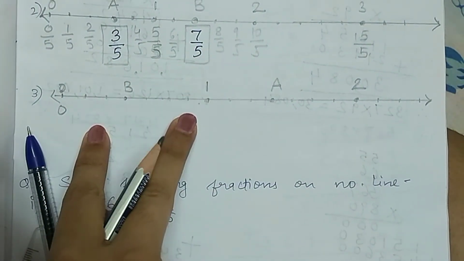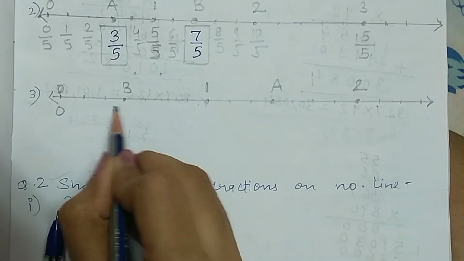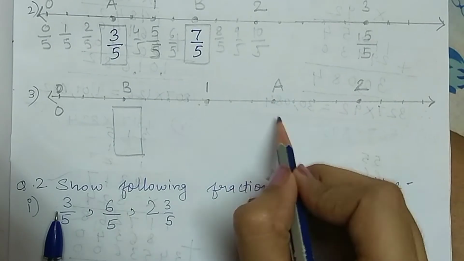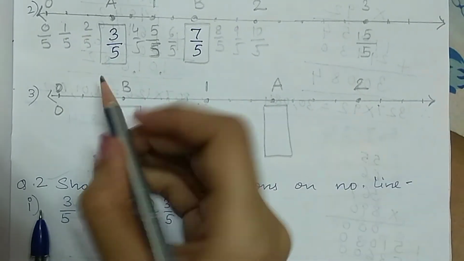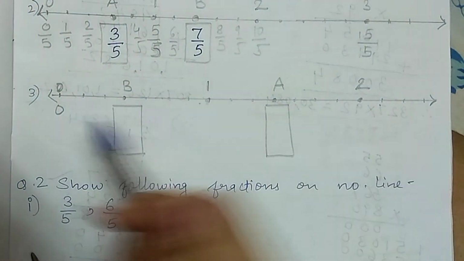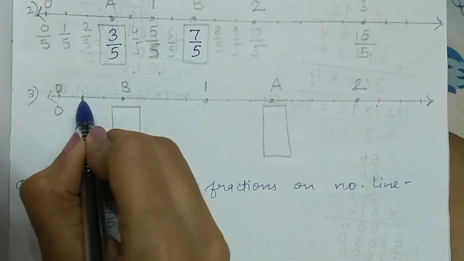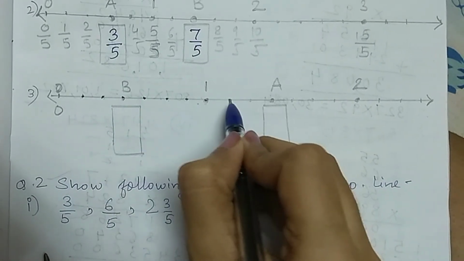Now third sum. In the third sum, the fraction is not given, only 0, 1, 2 is given. So first we will count the parts. Let me highlight the points so that it will be easier for us to count the parts.